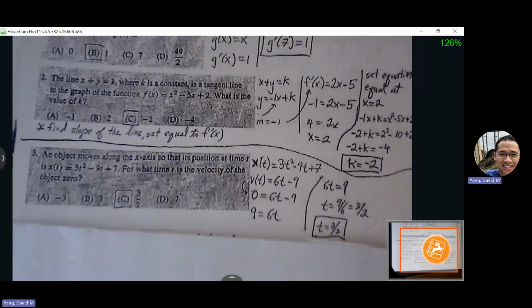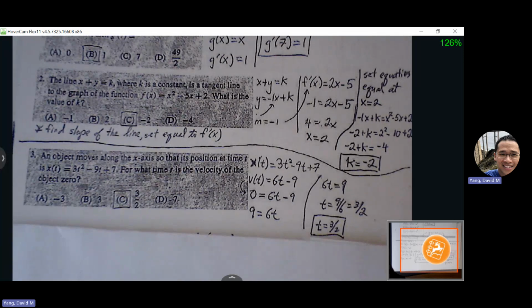So an object moves along the x-axis so that its position at time t is x of t equals 3t squared minus 9t plus 7. At what time is the velocity of the object equal to 0? So basically another way of saying, if my function is this, when is my slope going to be equal to 0? So likewise, we're just translating into a different scenario, and we're using position and velocity instead of function and derivative, or any function and f prime.